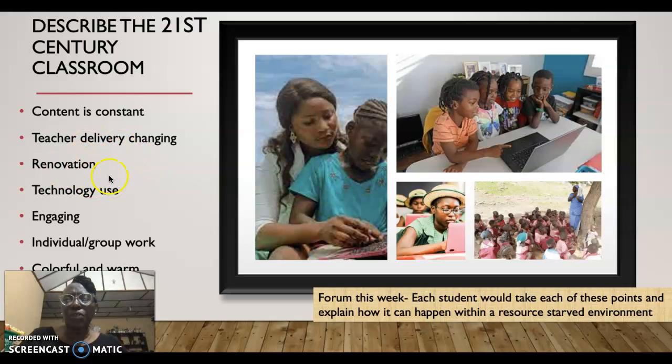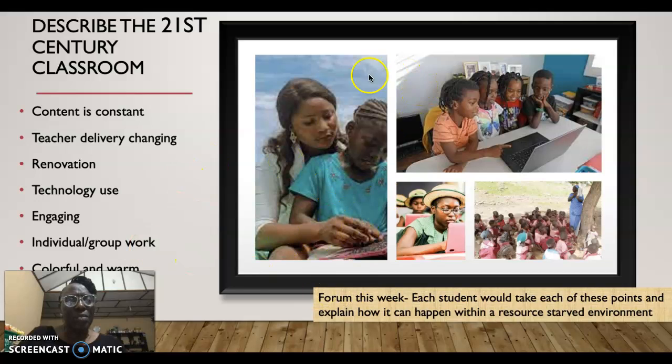Then there's a lot of renovation of facilities, technology use. It's engaging. There's opportunity for individual and group work. Then it's colorful and it's warm. You get into a classroom that is colorful, that you feel like, oh, this is a cool place to be in, and then it ignites your creativity.